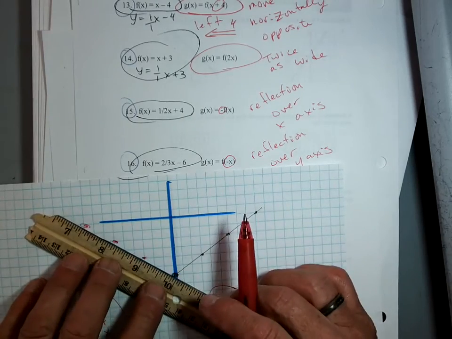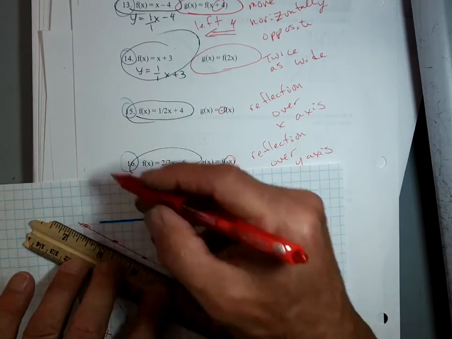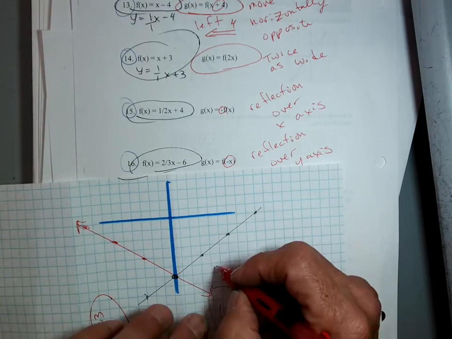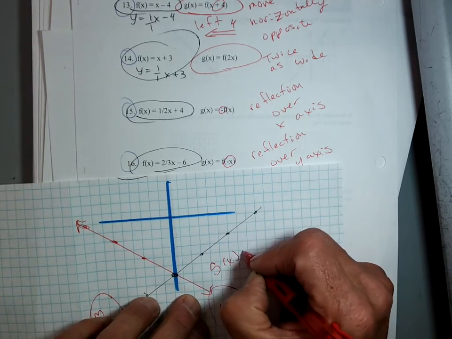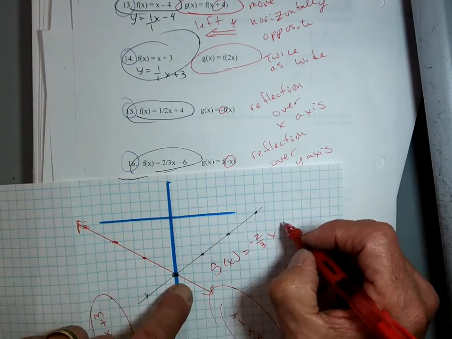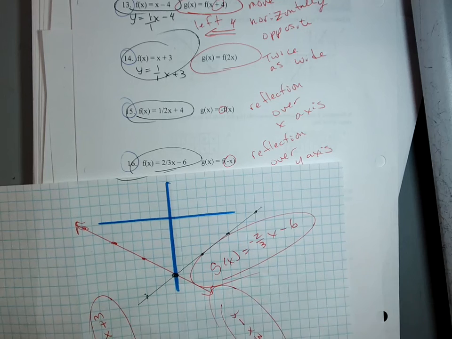And my g of x is here. The equation of g of x is going to be negative 2 over 3 x minus 6. Okay, and then the front of the homework is for you.